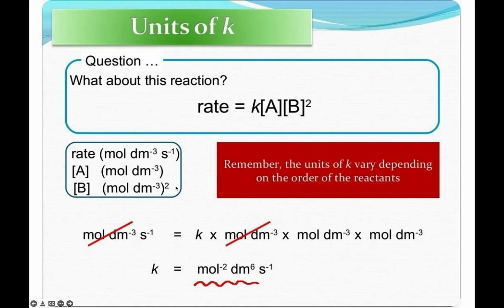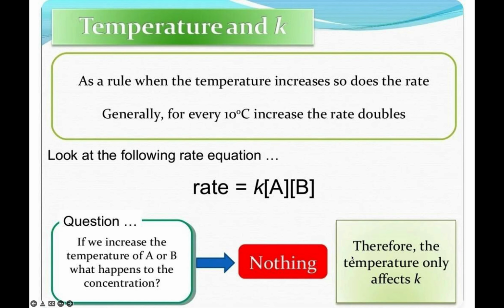So, you put overall 2 times, and you have to always remember the units of K will vary according to the order of the reactions. Now, just equate both these. So, this comes 2 times. Okay. So, these get cancelled out and we get K is equal to mole raised to minus 2, dm raised to 6, S raised to minus 1. And for the next part, we will find out the relationship between temperature and K. That is, just remember, whenever the temperature increases, the rate also will increase. So, for every 10 degrees Celsius increase, the rate will get doubled.